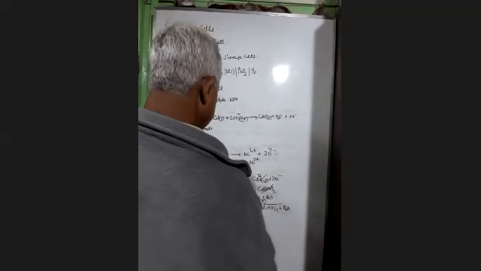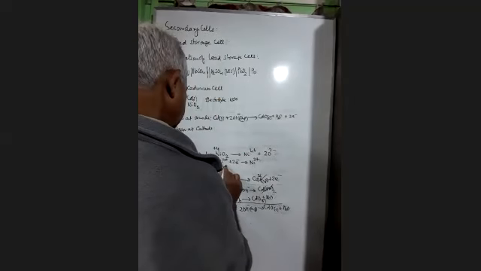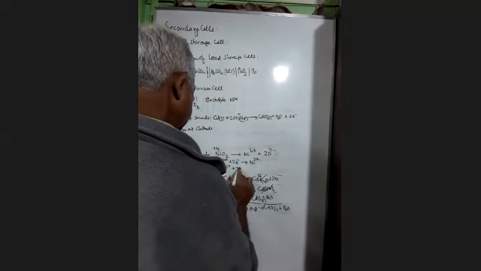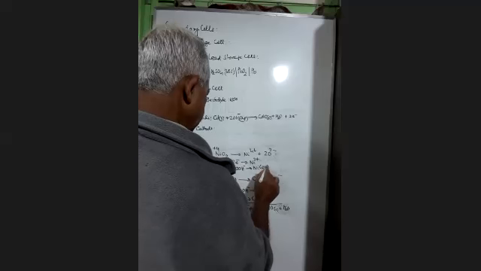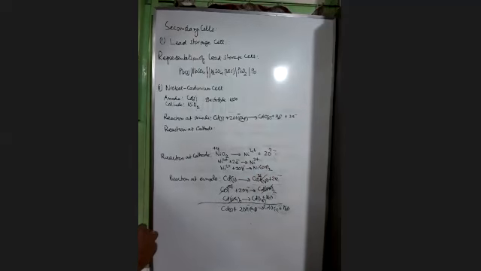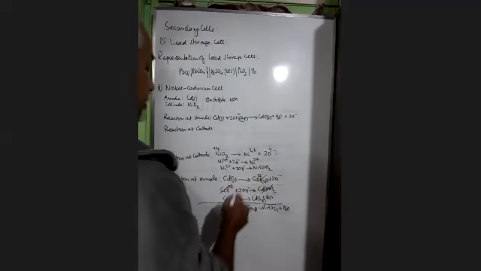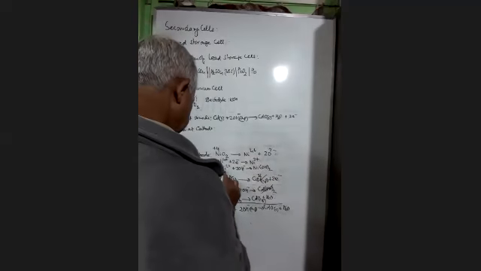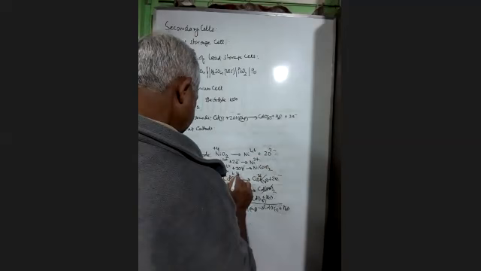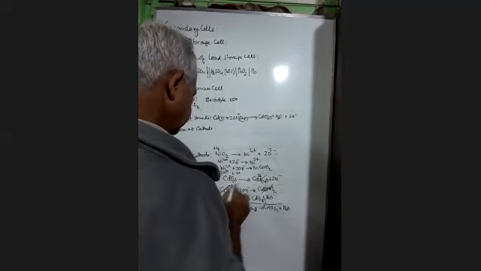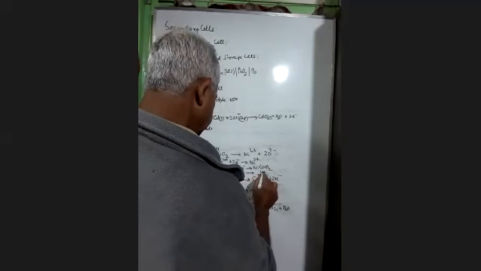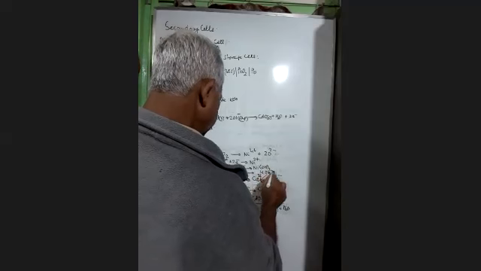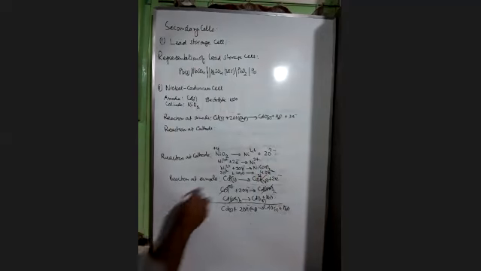Okay. Now nickel 2 plus will take 2OH minus to give you nickel hydroxide, which is stable. Now you have O2 minus. 2 O2 minus plus 2 H2O will give you 4 OH minus. Okay. So what will be the total?